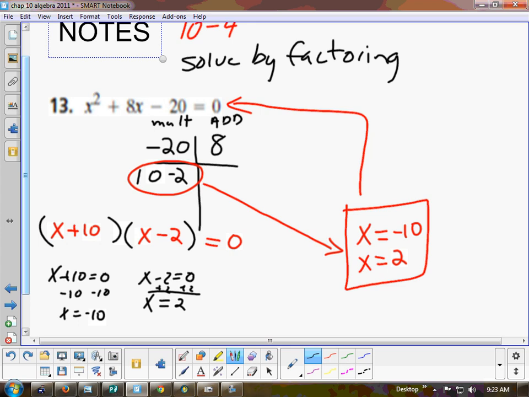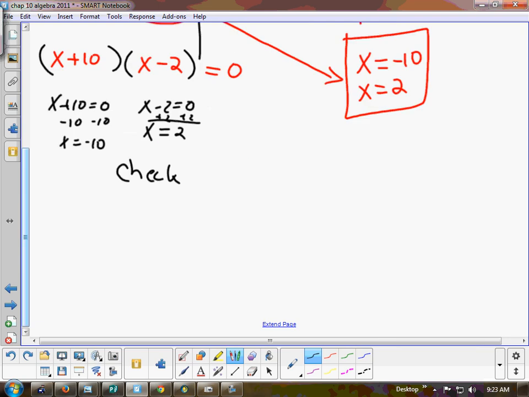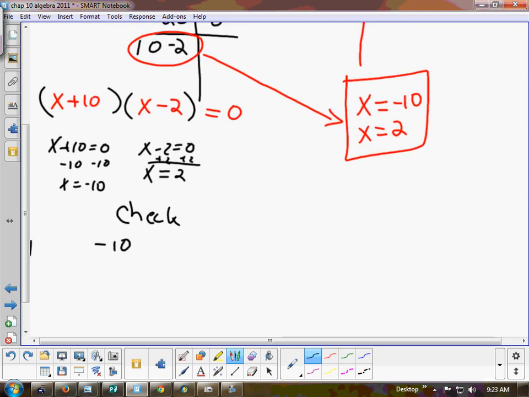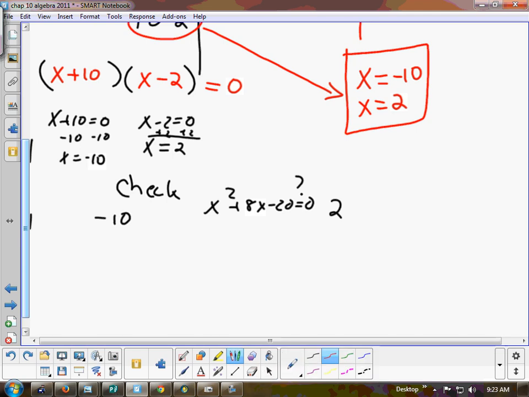Now, if we do a check on this, so this is why you only have a few problems for homework tonight, because you're going to check them. So let's check negative 10 and 2, and we're going to check them in the original equation, which is x squared plus 8x minus 20. Does that equal 0 when I put it in? It should, if you did it right. So negative 10 squared plus 8 times negative 10. Notice I'm using parentheses. Minus 20, does that equal 0?